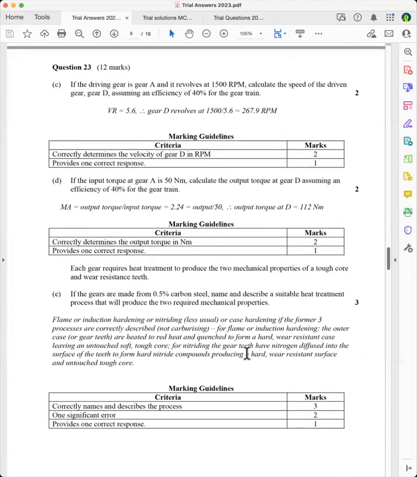Each gear requires heat treatment to produce the two mechanical properties of a tough core and wear-resistant teeth. If the gears are made from 0.5% carbon steel, name and describe a suitable heat treatment process that will produce the two required mechanical properties. And you just describe flame or induction hardening because it is 0.5%. It's above 0.3%. If it's below 0.3%, you'd have to put carbon into the case and you use carburizing.